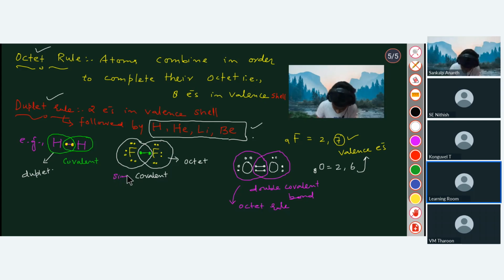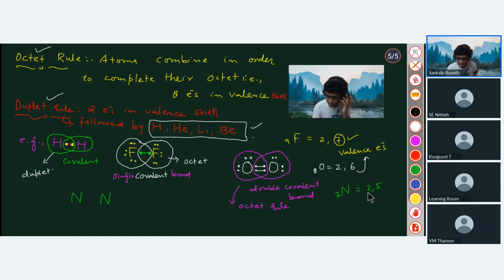So here it was the single covalent bond. Can you give me an example of any molecule in which a triple covalent bond is formed? Sir, maybe nitrogen. Can you tell me how many electrons nitrogen has? 7, sir. Exactly, 7 is the atomic number. How many valence electrons is it? 5. Exactly, 2, 5. The electronic configuration is 2, 5.